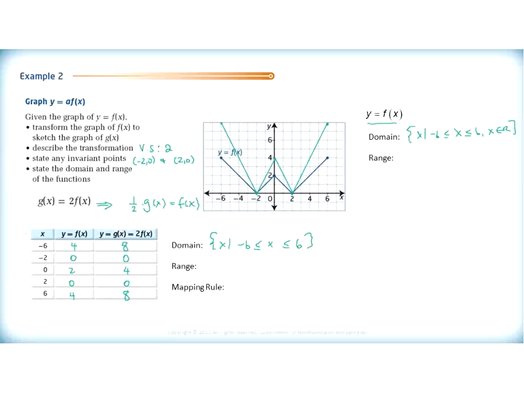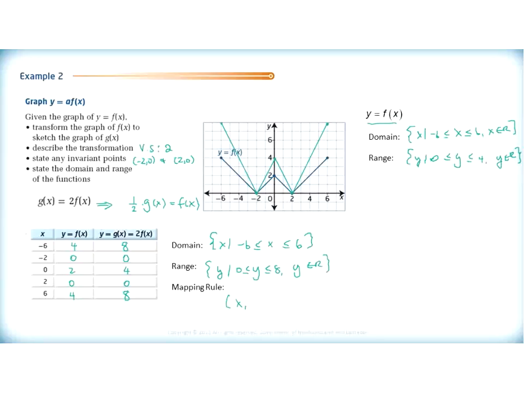The range of the original graph was between 0 and 4. Again, I can find points on the graph between 0 and 4. Now let's look at the range of the new graph. The new graph has points between 0 and 8. So the range has changed now. It says that y is between 0 and 8.